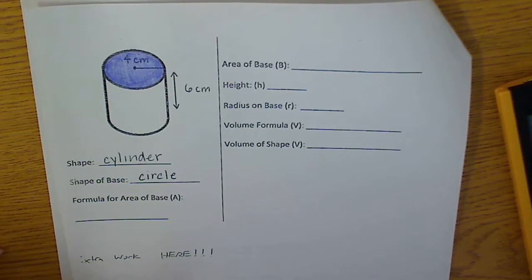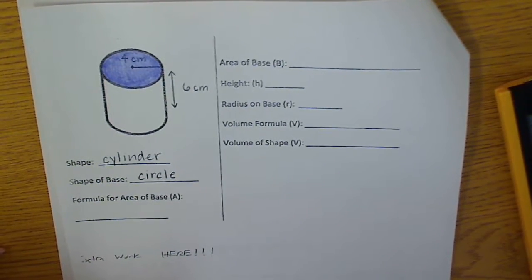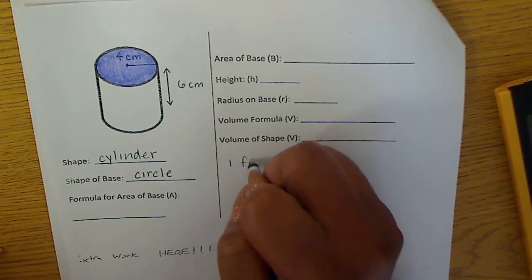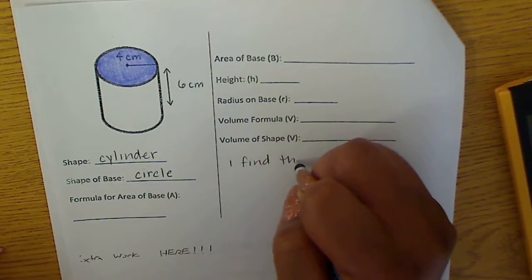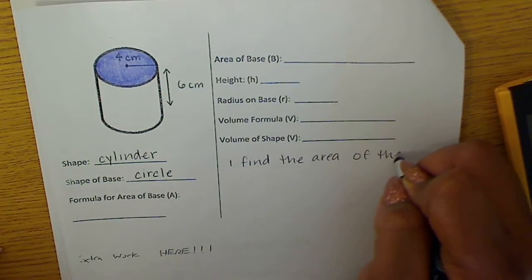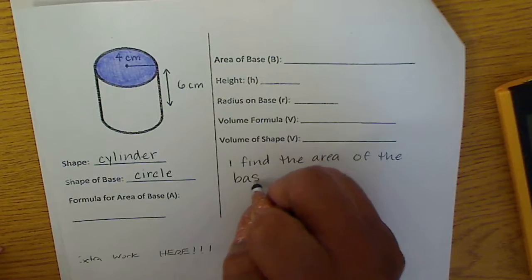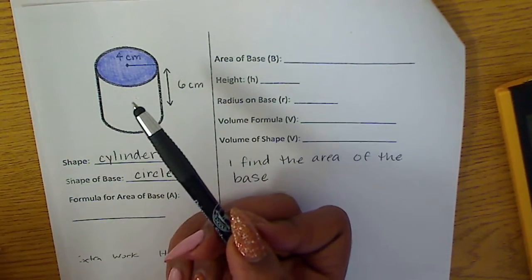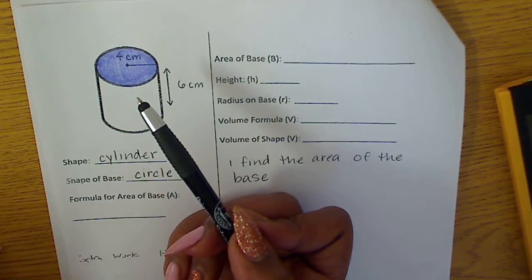So just like the previous problem, we first find the area of the base. The formula for the area of this base will be the same as the area of a circle.